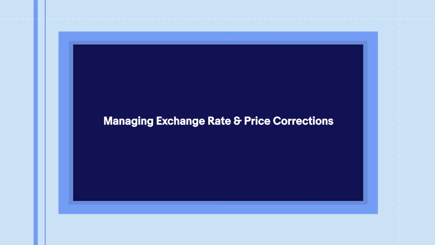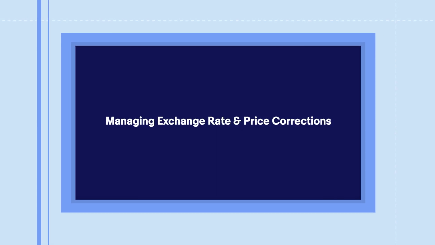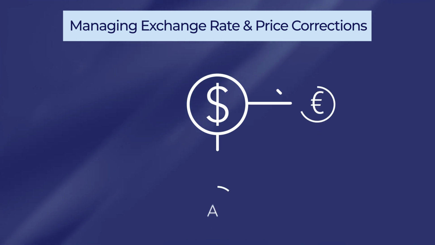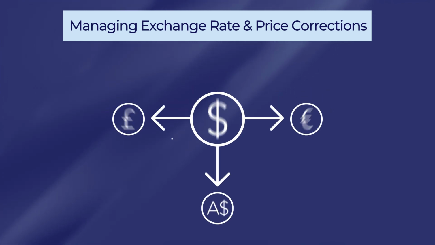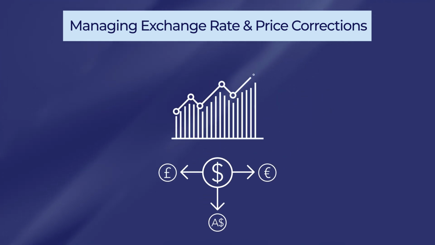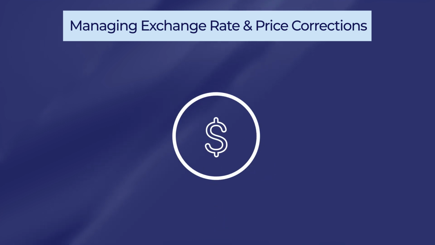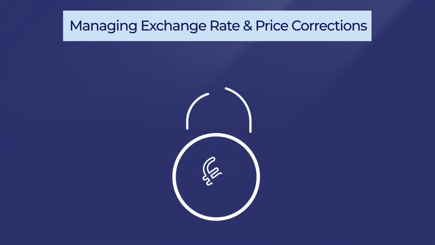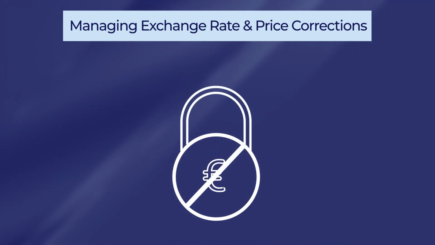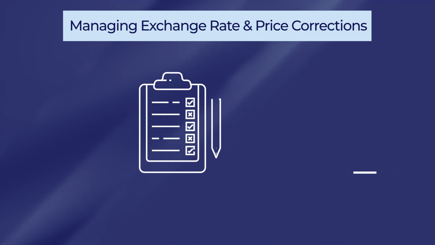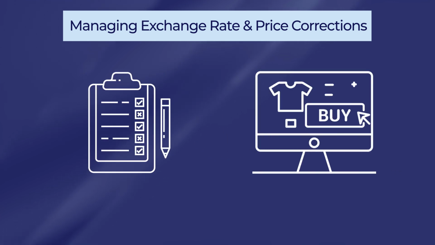Number 3. Managing exchange rate and price corrections. As a seller, when you post a listing via eBaymag, the exchange rates for international sites are fetched from the market exchange rate. Once the listing is published, the item's price on international sites remains unchanged. It is not recalculated even if there is a change in the market exchange rate unless you make changes to the original listing or if a buyer purchases the item.